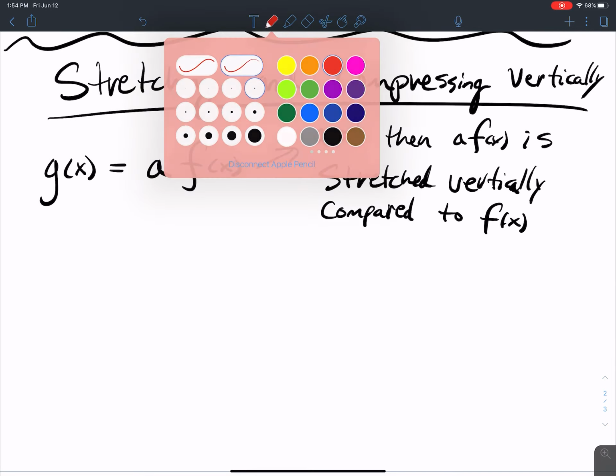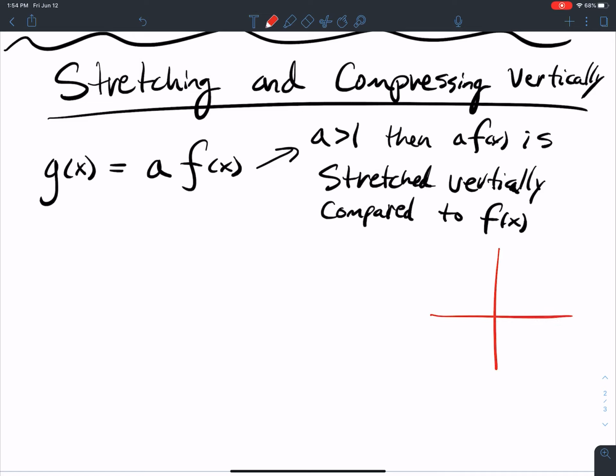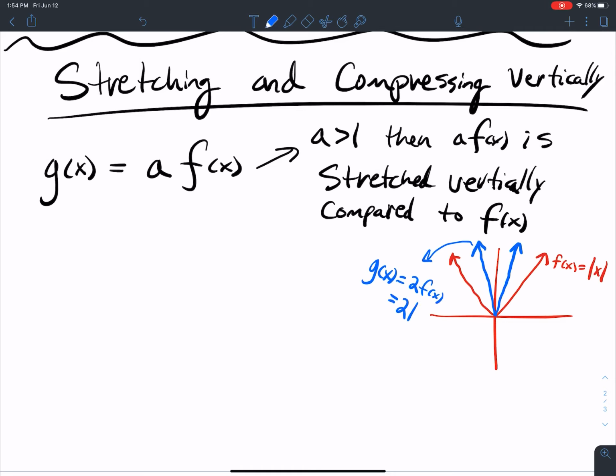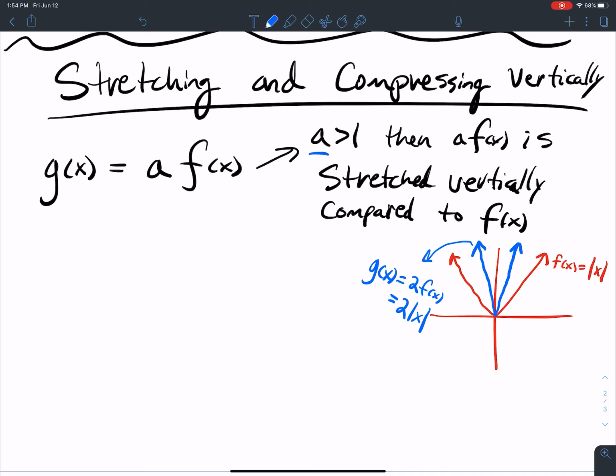So say we have some function. We have absolute value of x. Right? So this is f of x equals the absolute value of x. Now, if I stretch it vertically, okay, maybe this function right here, this is my g of x, which is equal to 2 times f of x. So that's 2 times the absolute value of x. Okay, so it stretches vertically. So 2 is greater than 1, right? Okay, so it stretches it vertically.